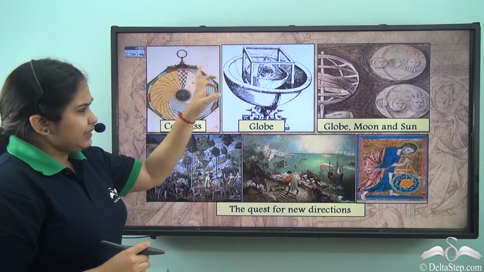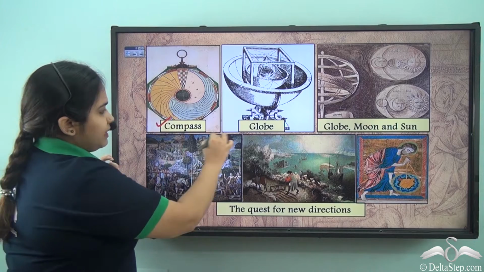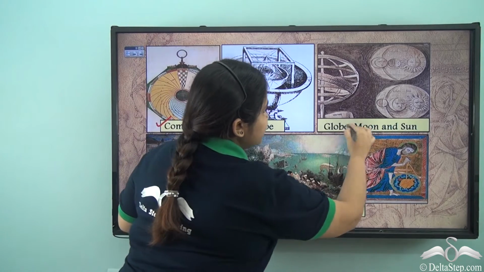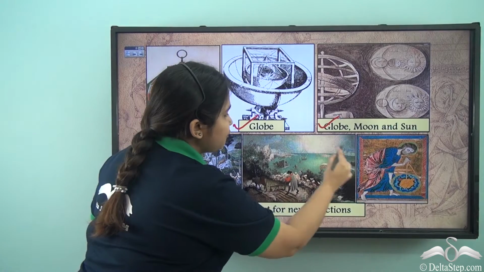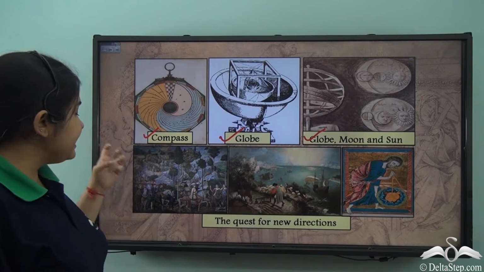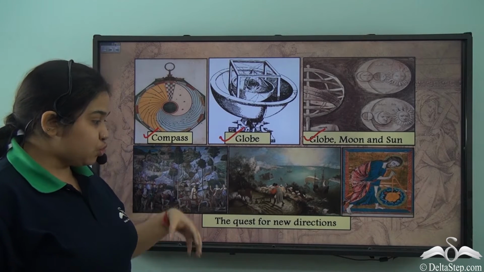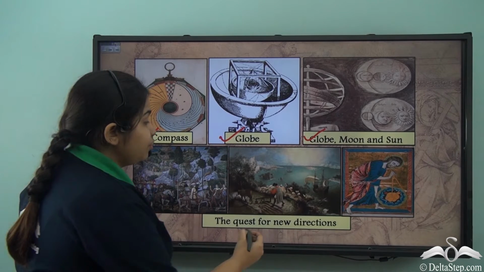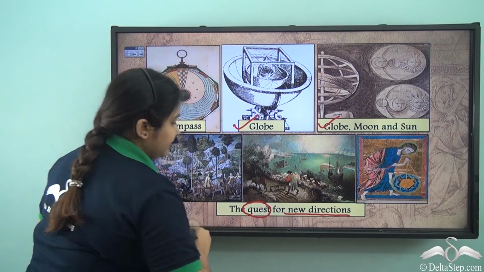Now, this particular slide shows us the compass, the globe, the study of the moon and sun, and then a series of these pictures. So we see that things like the compass, the globe, the map were being used to search for new directions, to quest for new things.